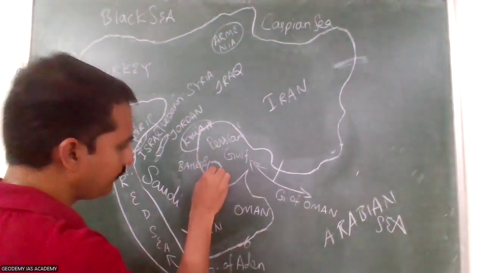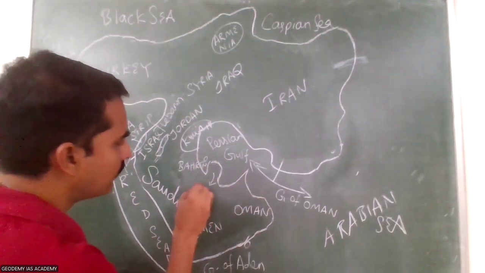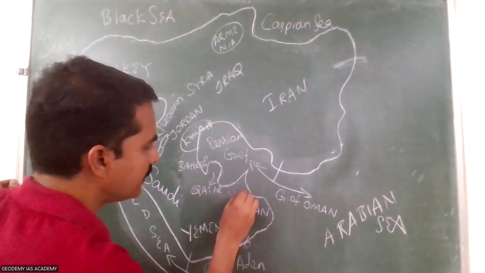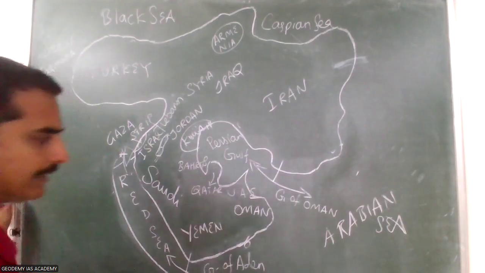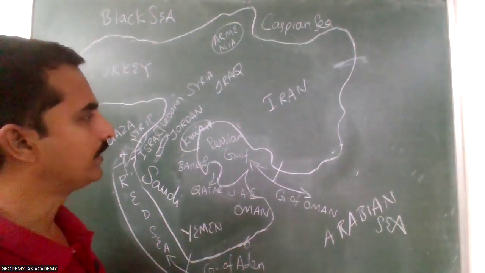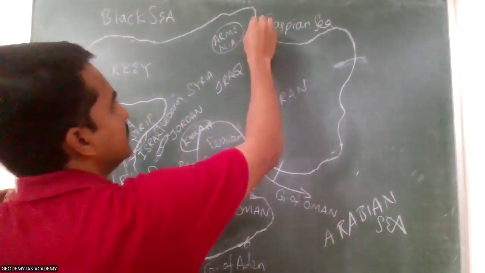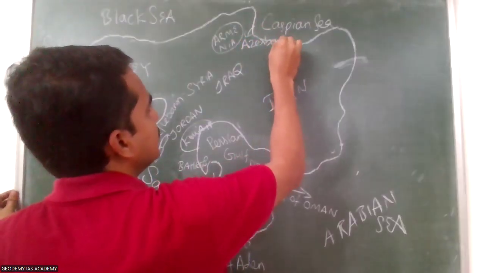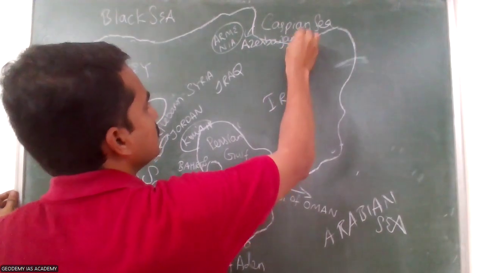Kuwait is here, and a small island is Bahrain, and then Qatar, then UAE, United Arab Emirates. And then Oman, and here Azerbaijan on the Caspian boundary. Azerbaijan was also in the news.